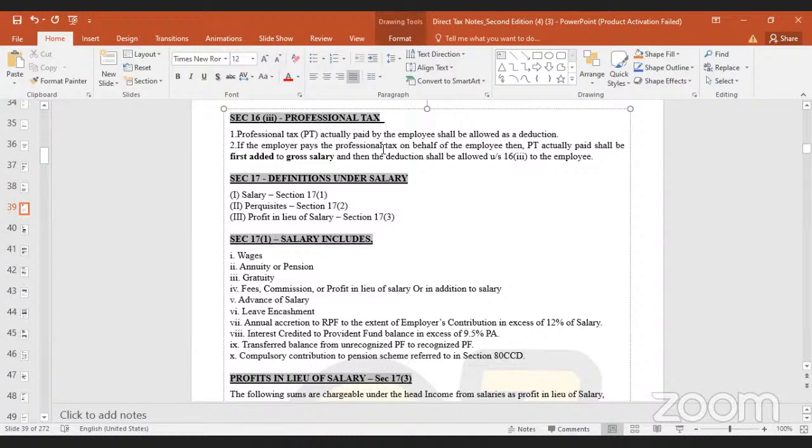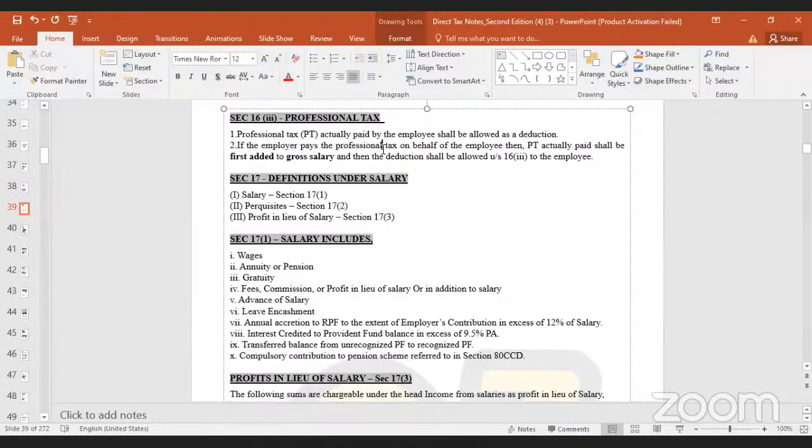Next question, ma'am, when is professional tax applicable? Professional tax criteria depends from state to state. Take an example, Karnataka. If the salary is up to rupees 15,000 per month, there is no professional tax. If the salary is from 15,001 and above, it's going to be rupees 200 per month.